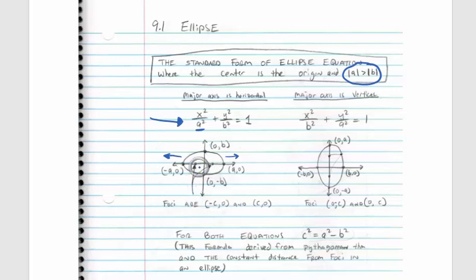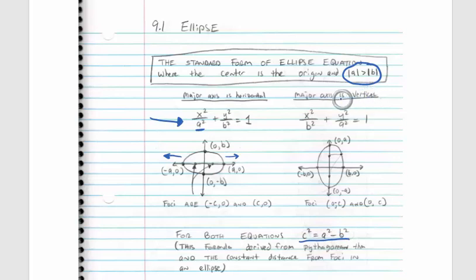Here are our two foci in this particular case, and the way we find the foci is this right here. This comes from the Pythagorean theorem. And so to figure out this distance of c, notice we're traveling out from the center of our ellipse a distance of c. All we do is use this little equation, c squared equals a squared minus b squared.